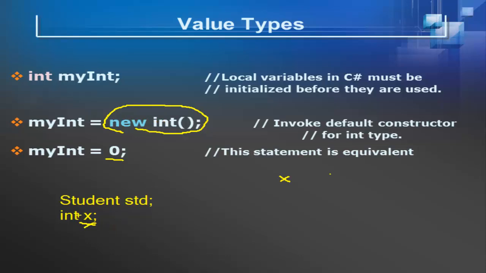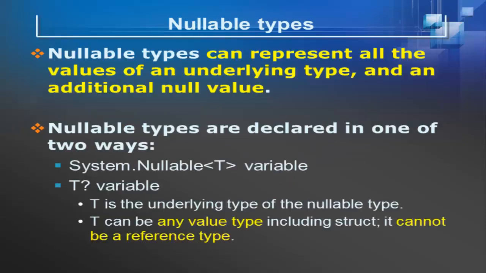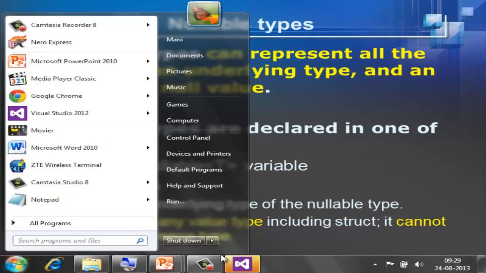So I have created, say, int x here. I can say x is equal to new, a new operator, and then call the constructor. It is possible. It will initialize it with the default value. Okay. So let's go to the other type, and that is the problem of null. You cannot assign a value directly null to a value type because it is not allowing you to do that.